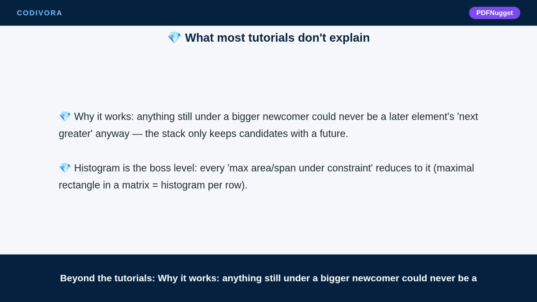And what most tutorials never tell you. Why it works: anything still under a bigger newcomer could never be a later element's next greater anyway. The stack only keeps candidates with a future. Histogram is the boss level. Every max area or span under constraint reduces to it. Maximal rectangle in a matrix equals histogram per row.